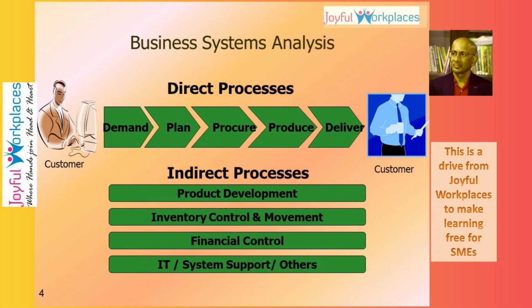For example, the product development process. It could be a new product, or it could also be modifications in the existing product. Then inventory control and management, and inventory movement also, which if not done properly, the costing would definitely go up, and of course will lead to obsolescence of material, and the stockpiling may also result in the blockage of money.